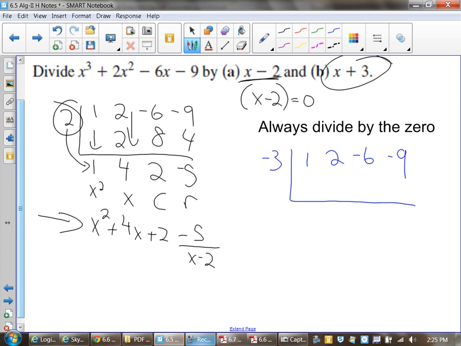So I use synthetic division again with a different 0. They gave me a term of x plus 3, so that means the 0 would be just negative 3. Again, drop the 1, multiply, add, multiply, add, multiply, add. Is there a remainder in this problem? What is your answer then?